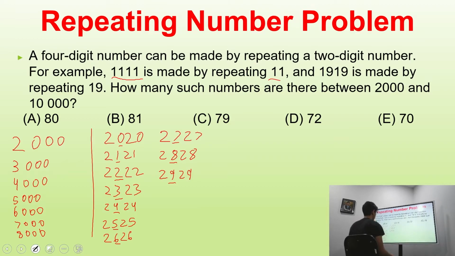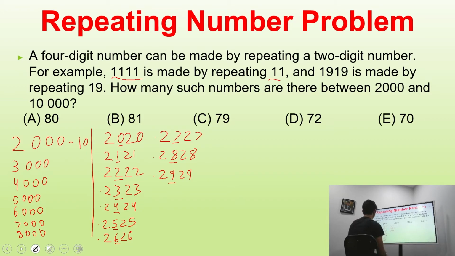And then after that, that's basically all for the 2000s, because the next number would be 3030. So that's basically all the numbers we have for 2000. So let's count all these together and see how many possible numbers we have inside of 2000. So we have 2020, which is 1. 2121, which is 2. Then we have 3 here, 4 here, 5 here, 6 here, 7 here, 8 here, 9 here, and 10 here. So in 2000, we have 10 possible numbers.